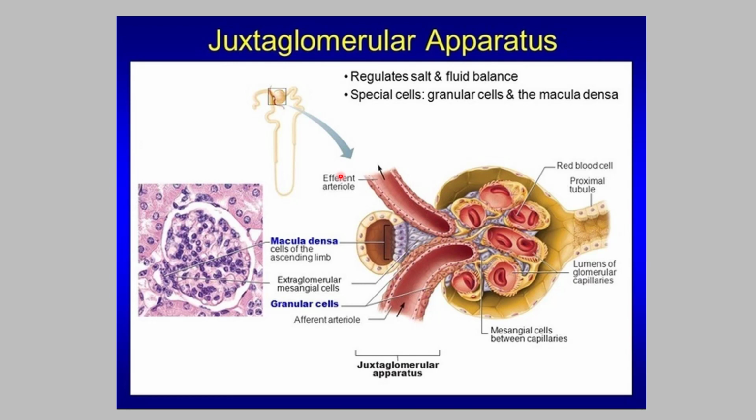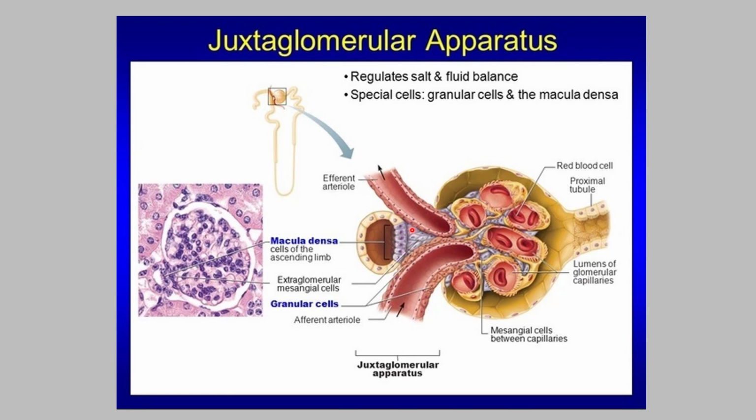So let's think about what that means. If we are filtering very, very quickly, that's pushing everything through very, very quickly. So we don't have as much chance to reabsorb everything that we might need to. So that affects the concentration by the time we get to the end of the loop of Henle.